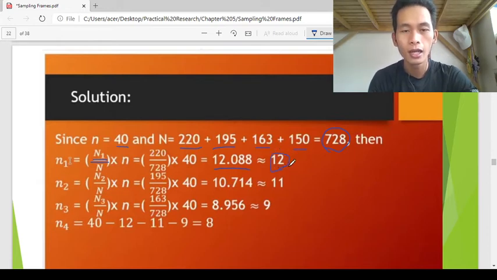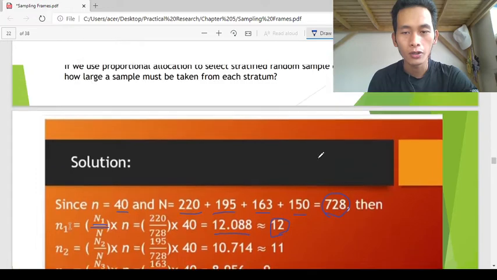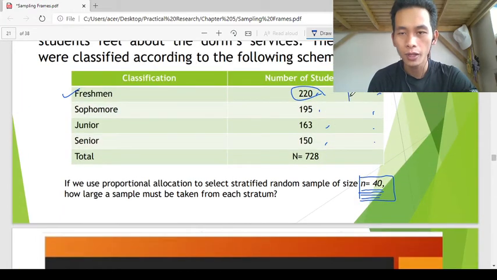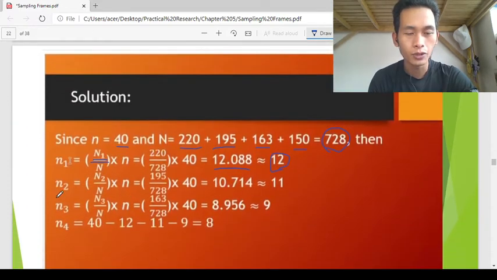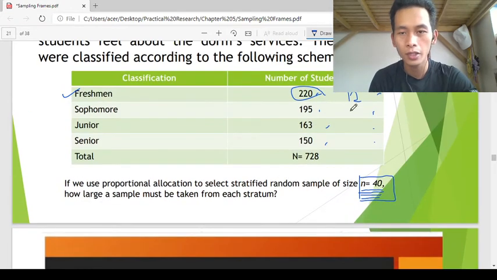That means 12 will be taken from freshmen. Next is n sub 2, 195 divided by 728 times 40, 10.7714. It will be rounded off to the nearest whole number, so it will become 11. So out of 195 sophomores, 11 will be taken as sample.